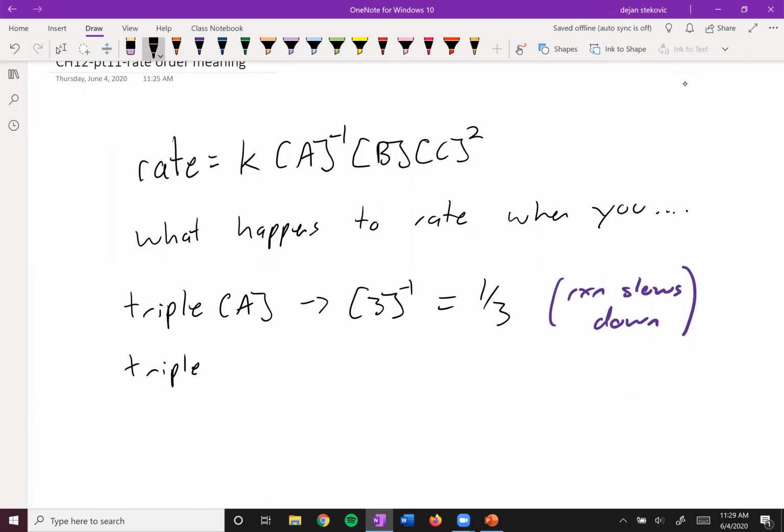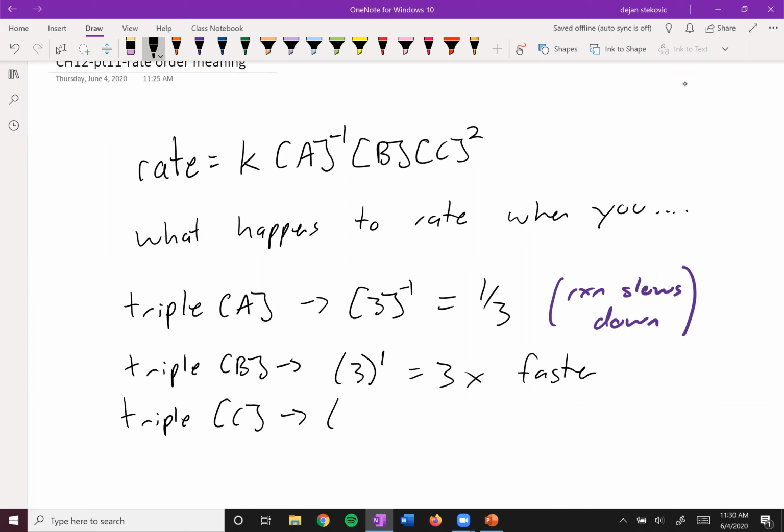What happens when you triple B? Well, we just put in a 3 here. The exponent here is 1 because it's left there, so it's 3 times faster, right? So that would make the reaction faster. What happens when you triple C? Now we put in 3 squared, right? 3 squared is 9, so we'll go 9 times faster now.